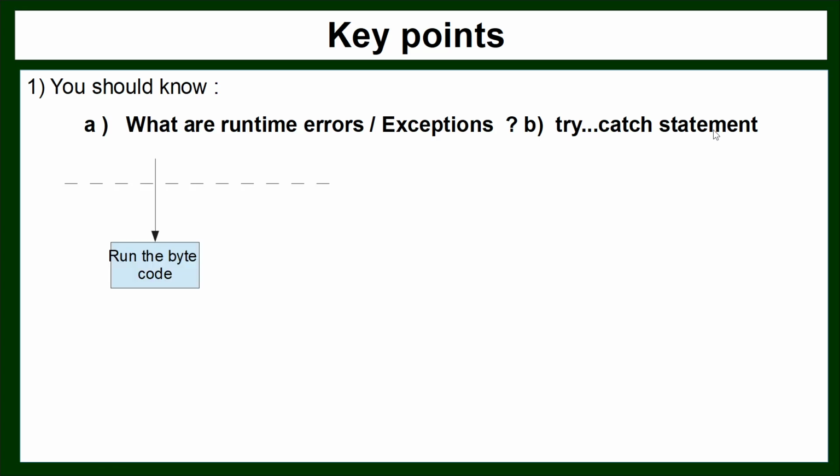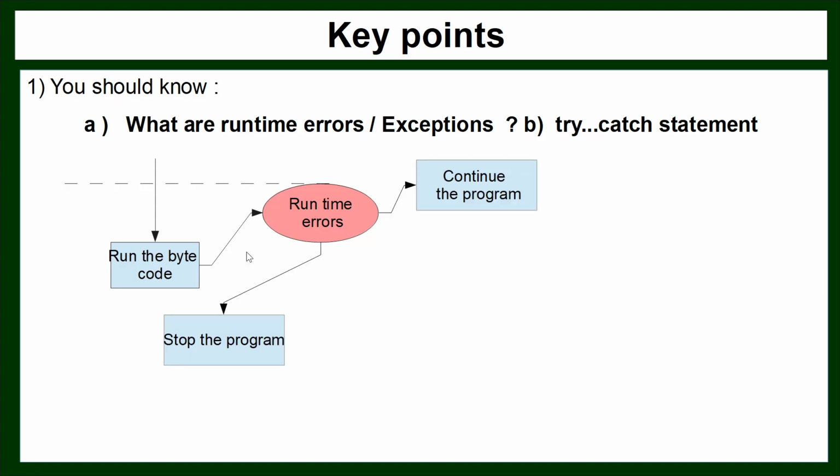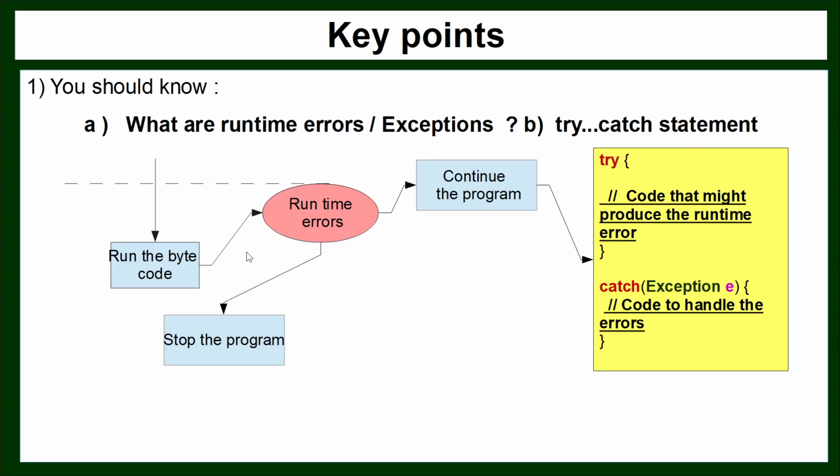Do remember that when you compile the Java source code, it goes into bytecode, and then you can export that to other PCs, and then you will use the Java virtual machine to actually run the code. As that's running, if it encounters a runtime error, it can do two things. It can continue the program or stop the program. And if you want to continue the program, you'll need to use the try and catch statement to catch that error and do something with that exception.